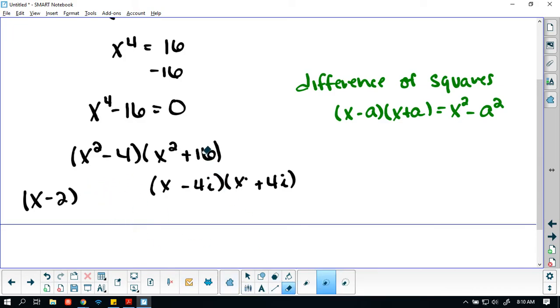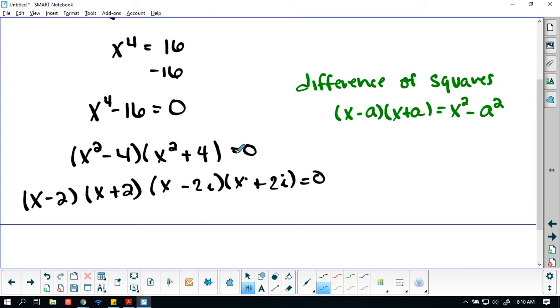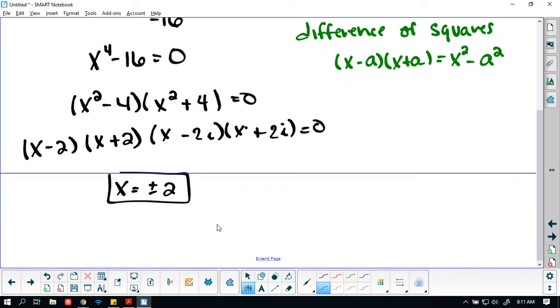And I found a mistake here. I put 16 instead of 4. I'm going to chalk it up to a Monday morning. x plus 2. Okay, if I set these each equal to 0, I get x equals plus or minus 2. This is my only solution because this is a complex solution.